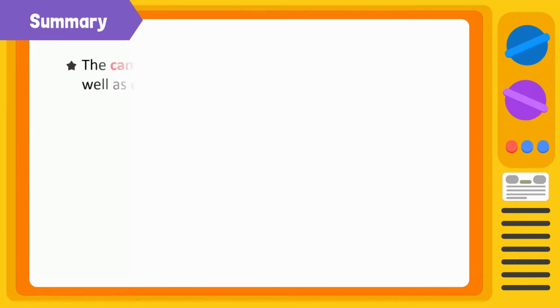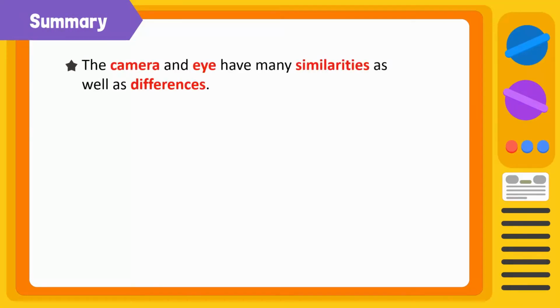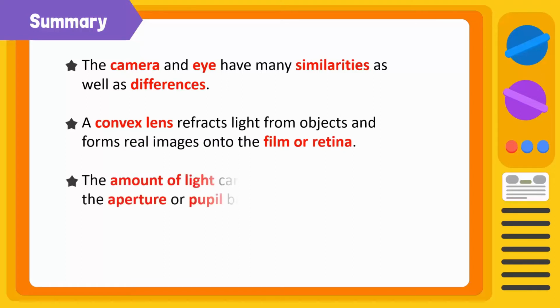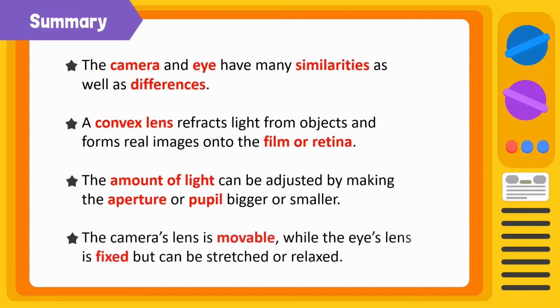The camera and the eye have many similarities as well as differences. Both work on the same basic principle. A convex lens refracts light from objects and forms real images onto the film or retina. The amount of light can be adjusted by making the aperture or pupil bigger or smaller. However, the specific mechanisms differ. For instance, the camera's lens is movable, while the eye's lens is fixed but can be stretched or relaxed.